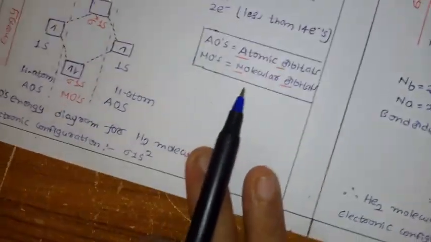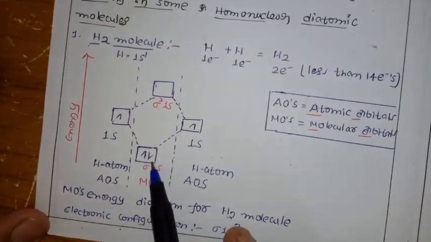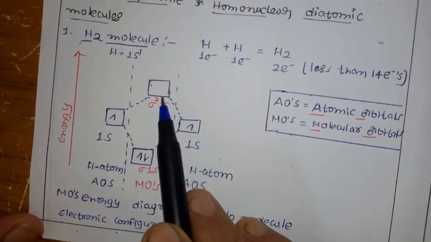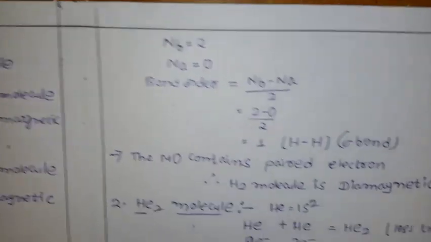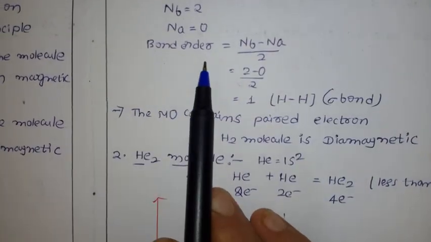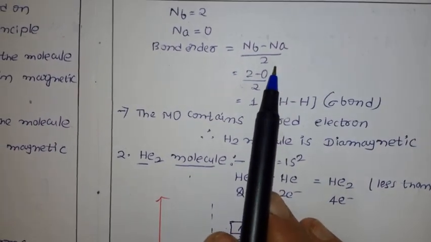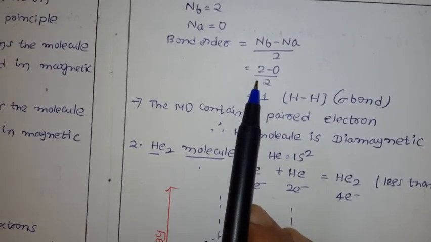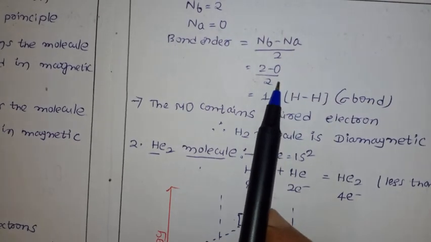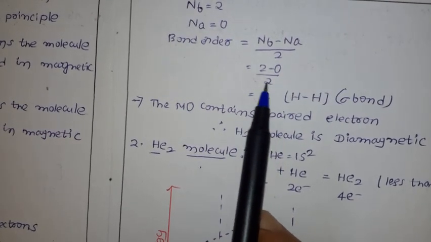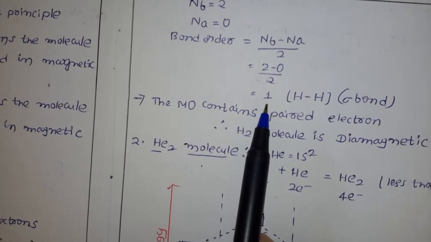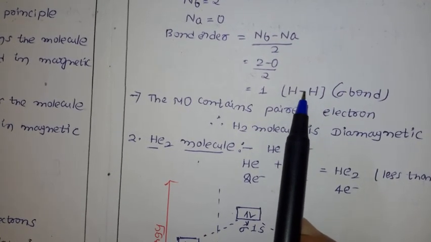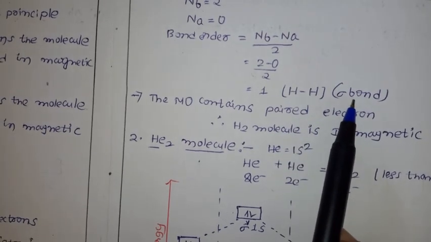Let us see here. This is our bonding molecular orbital. In that, how many electrons are there? 2. In antibonding, do we have electrons? No. So come to the formula. Bond order equals what? Nb minus Na by 2. So the number of electrons in the bonding molecular orbital is equal to 2. In antibonding we have 0, divided by 2. So in total, how much are we getting? 1. So between the hydrogens we have only one bond. That is a sigma bond.